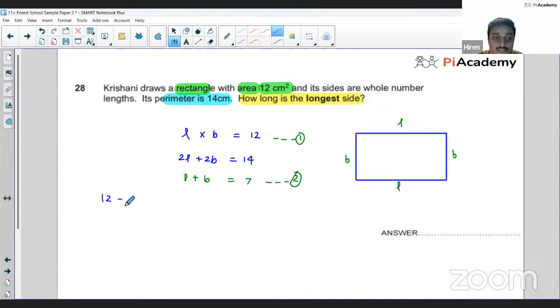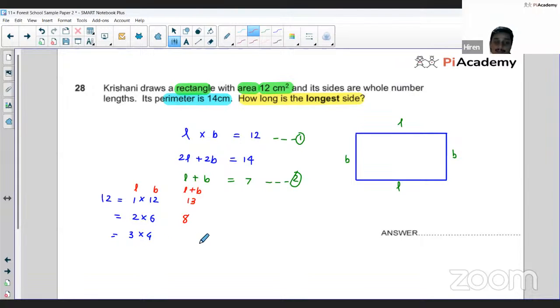The first combination is 1 times 12, right? The next combination is 2 times 6. The next combination is 3 times 4. And then the next combinations are 6 times 2 and 12 times 1, so those are already considered here. Now, let's say this is L and this is B. You can say B or L, it doesn't matter. We are just looking for the longest side. If I add L plus B here, it is 13. L plus B here, it's 8.